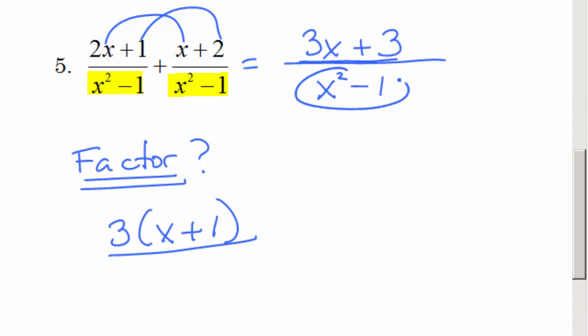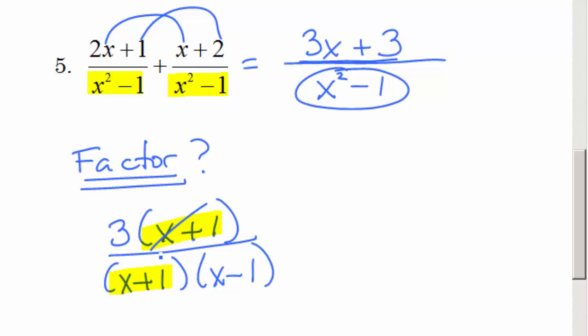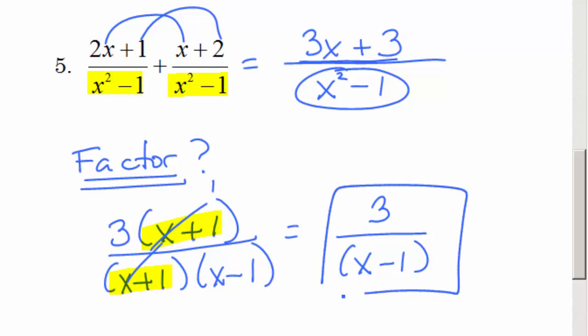Can I factor x squared minus 1? Yes, that's the difference of two squares. Do I have any common factors? Yes, I do, so those reduce to 1. So I have 3 on top of x minus 1. You see how we're reducing when we have those binomials? We have to factor.